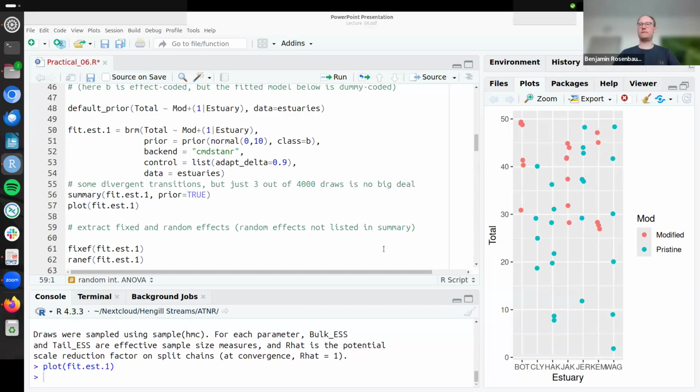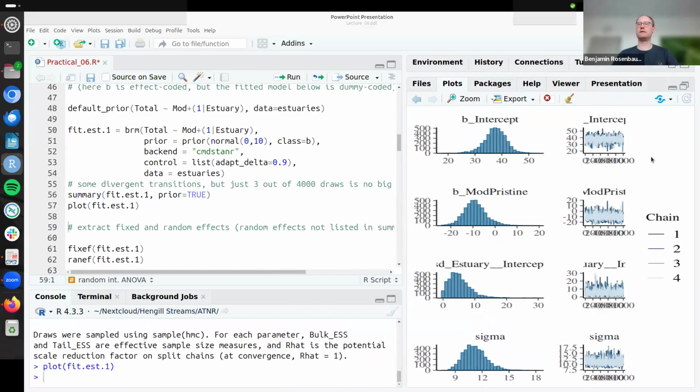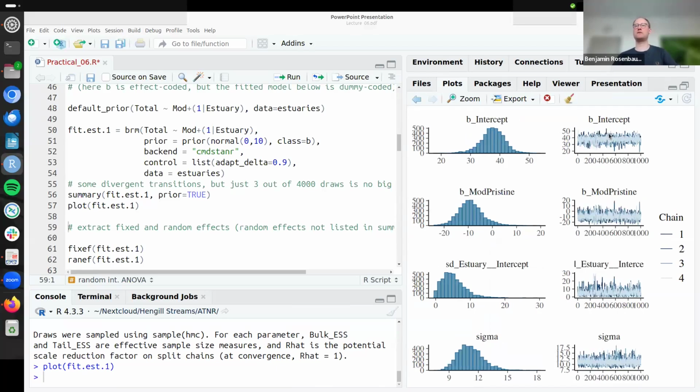locations. Yeah, you should always look at these plots here, and especially in a random effects context, sometimes convergence is not guaranteed. So you should look if your chain ran long enough and if they're mixed well. But here everything is fine.